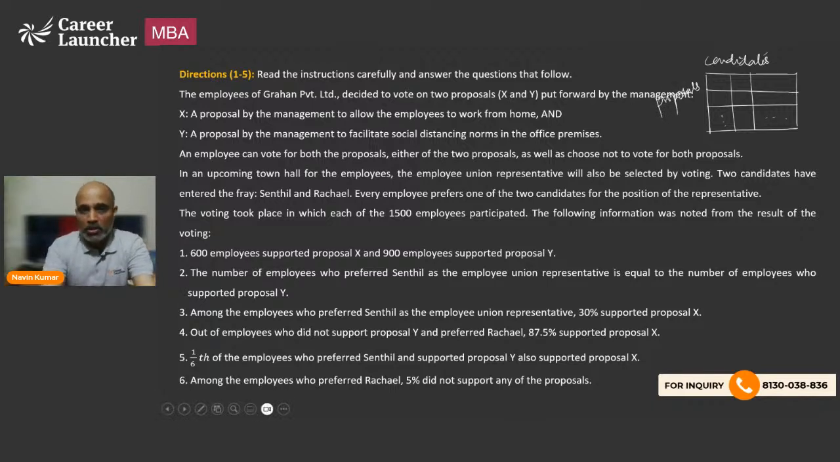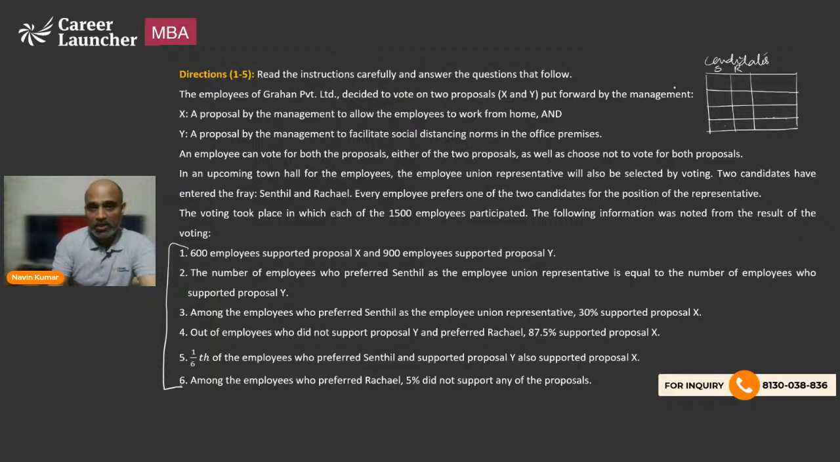Okay. So if we have the proposals and the candidates, I need only 2 cases, right? We have only 2 candidates. One is Senthil and another is Rachel. Now the proposals are of varieties. How many rows are required for that? We will be able to figure that out once we read the additional statements. So one would be only X. One would be both X and Y. One would be only Y. And one would be neither X nor Y.